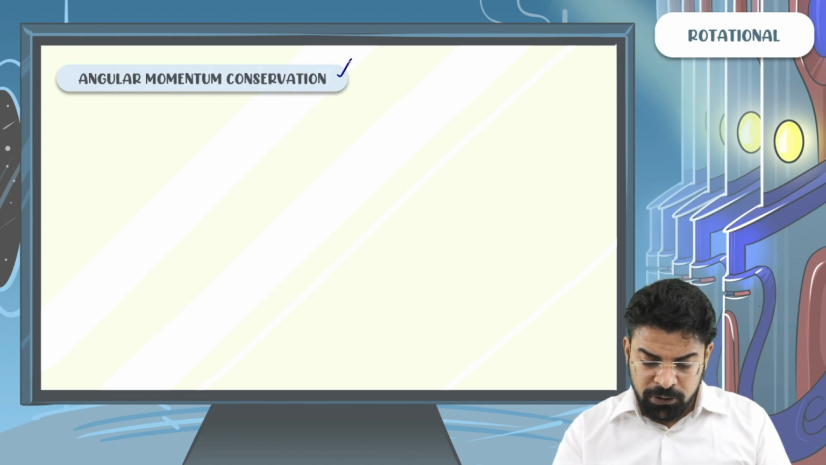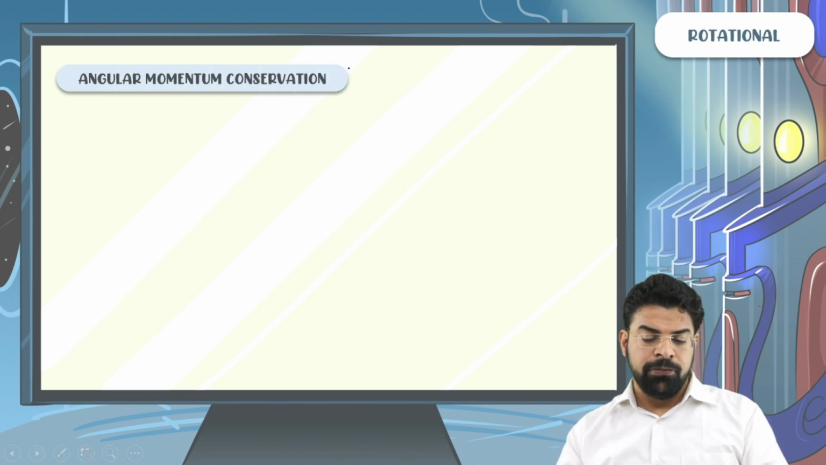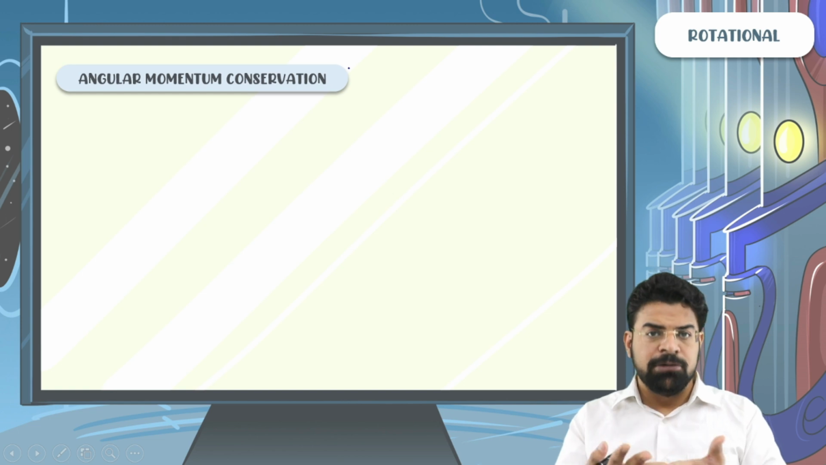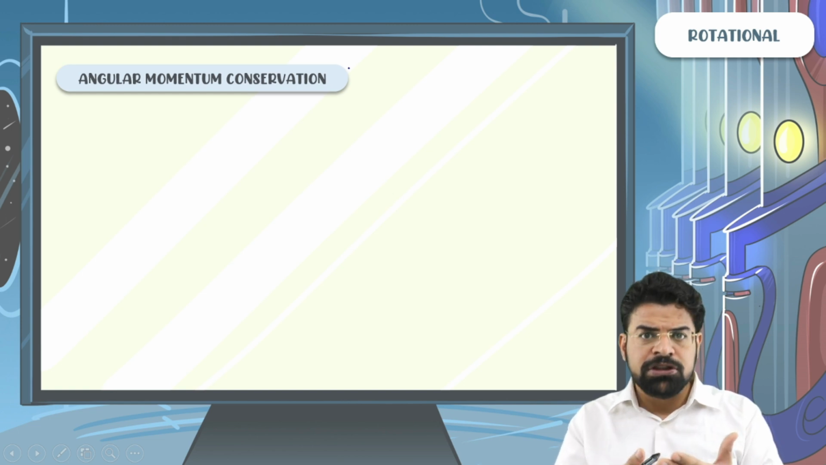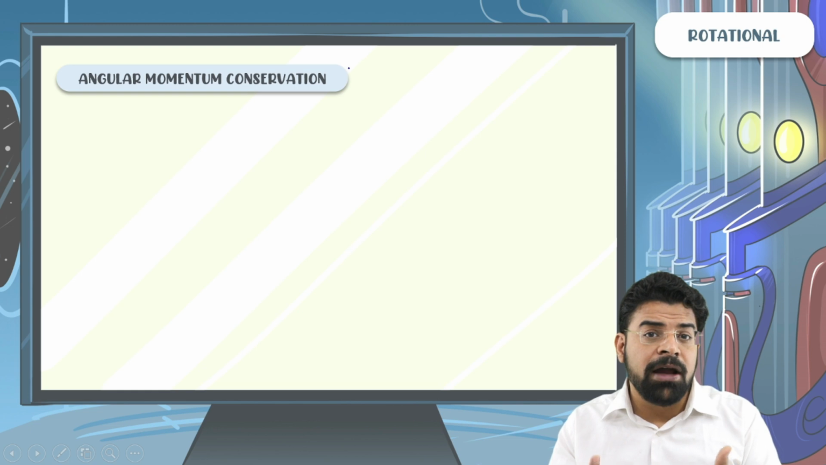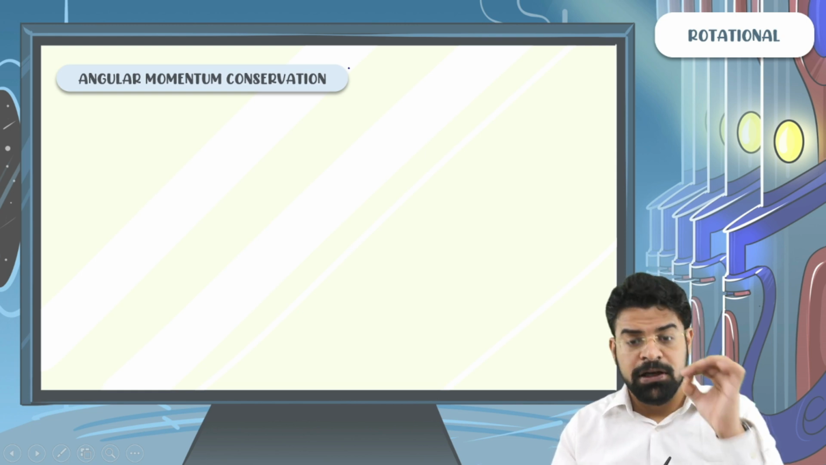Now let's talk about angular momentum conservation. When do you do momentum conservation? When the net external force is zero. When will you do angular momentum conservation? When the net external torque is zero.